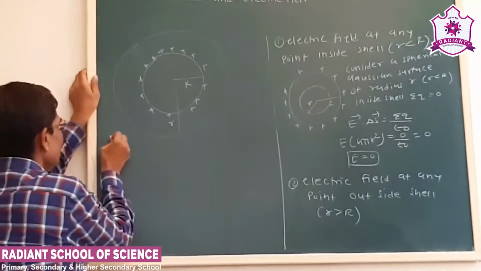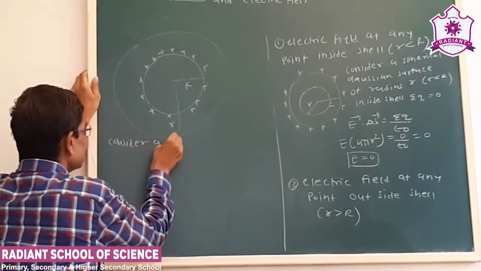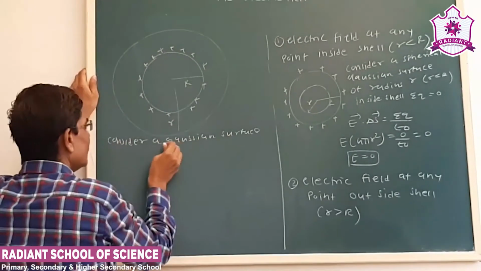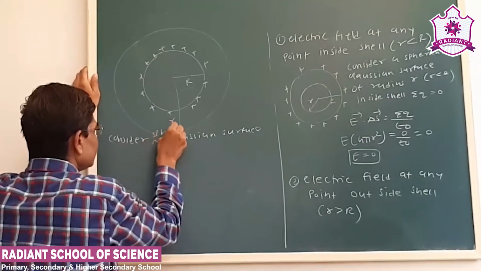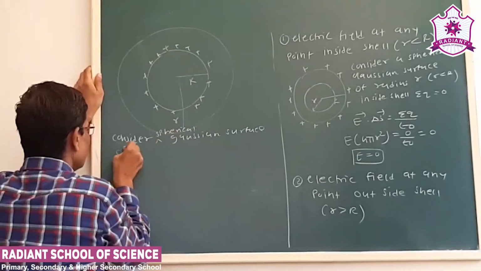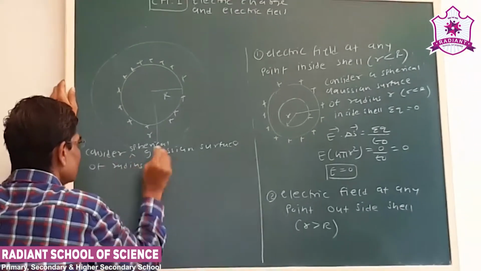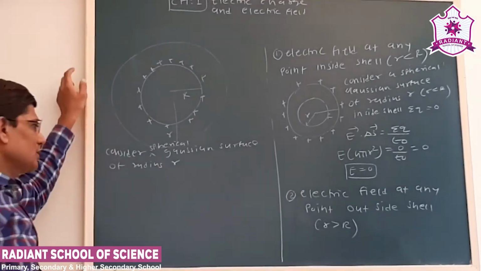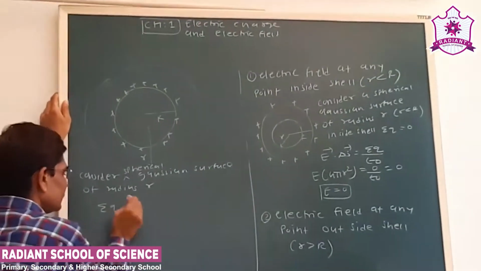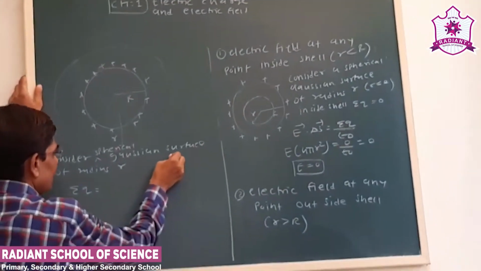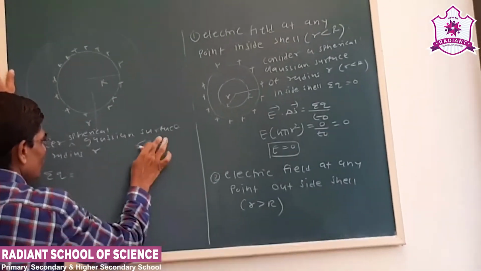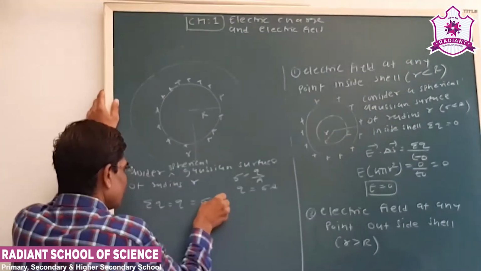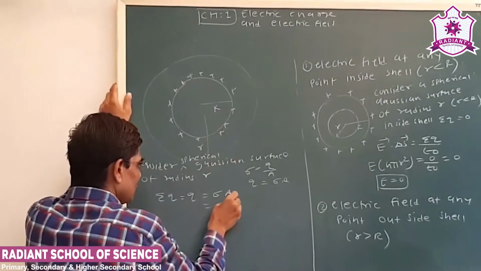Okay. Now consider a spherical Gaussian surface of radius r. Now we have seen that all the charge will be enclosed in this Gaussian surface. So see our sigma q will be. Now we know sigma is q by A, or we can say q upon A here. So q is equal to sigma A. Okay. Now what is R? It is the radius of the shell.